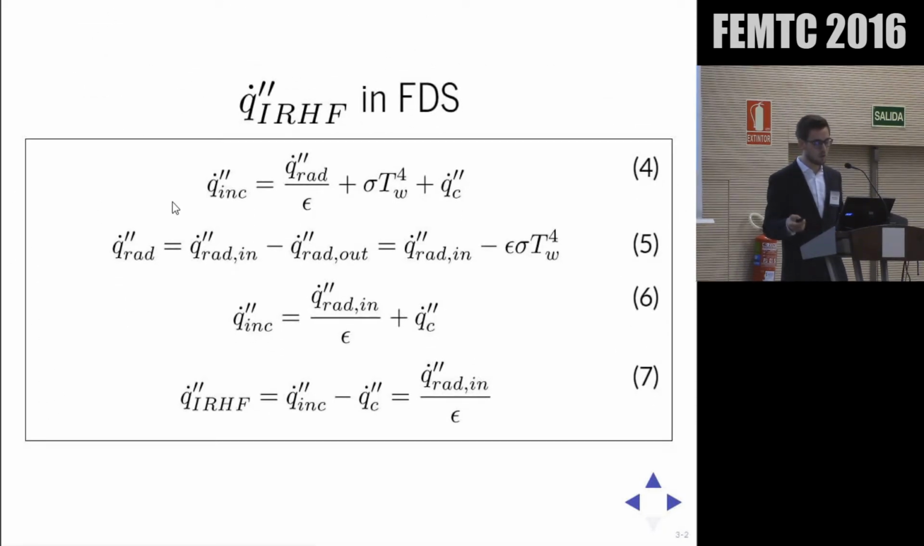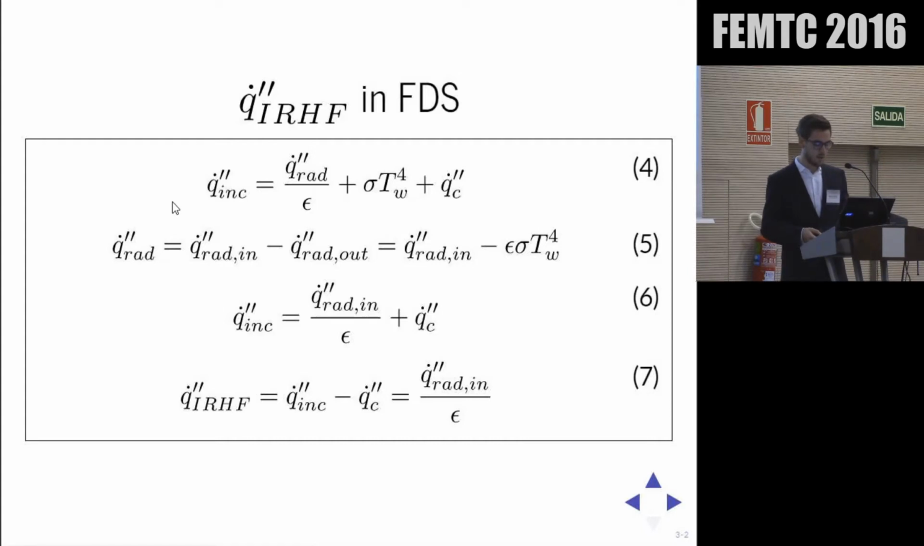From Christopher Overholt's website, I found the following expressions, which I thought clarified the mathematical reconstructions of the different heat fluxes a bit compared to the FDS user guide. And so in FDS, there is a quantity called incident heat flux up here.